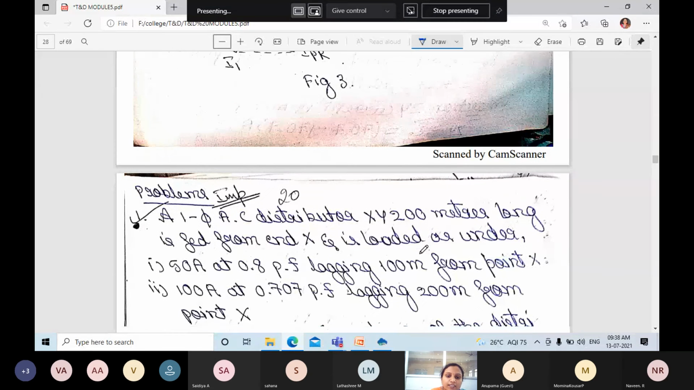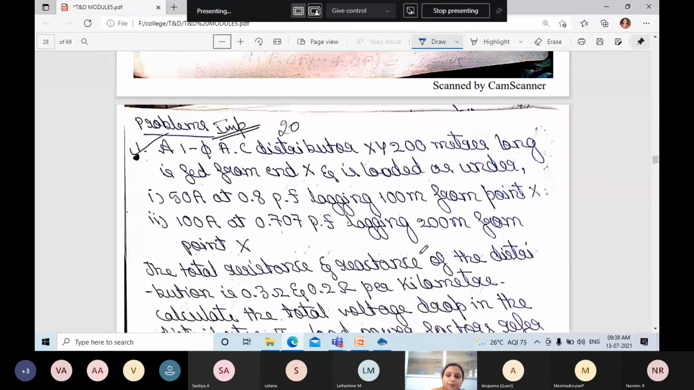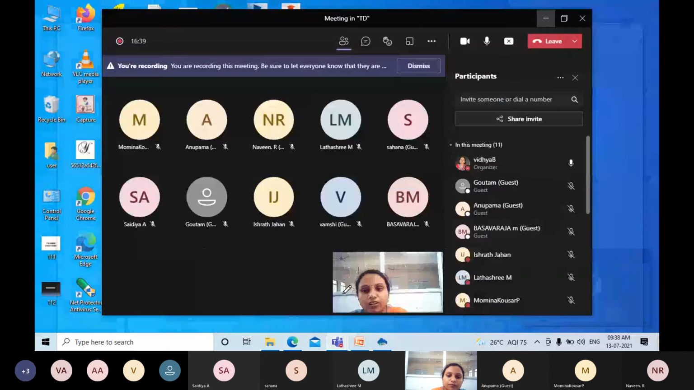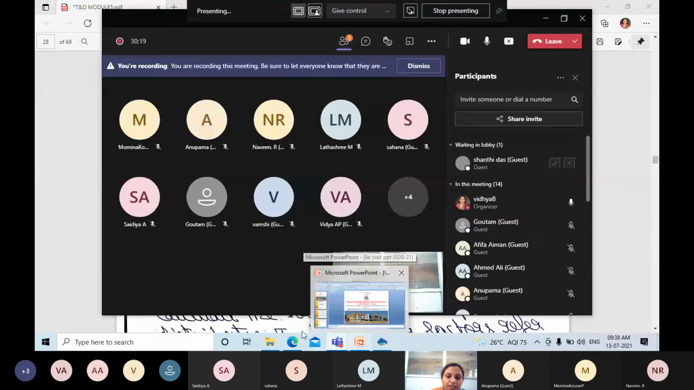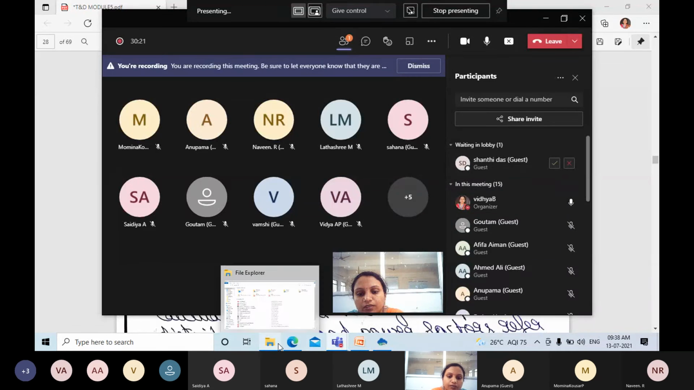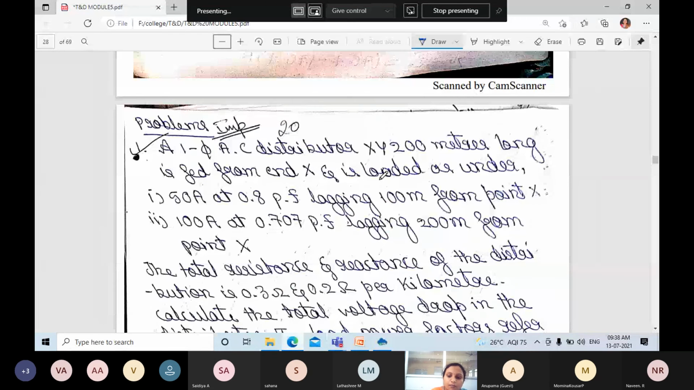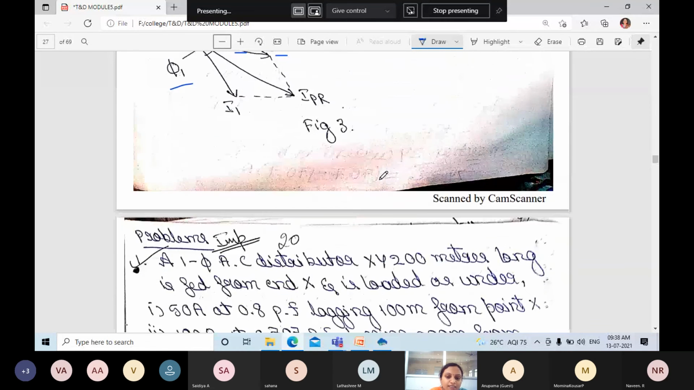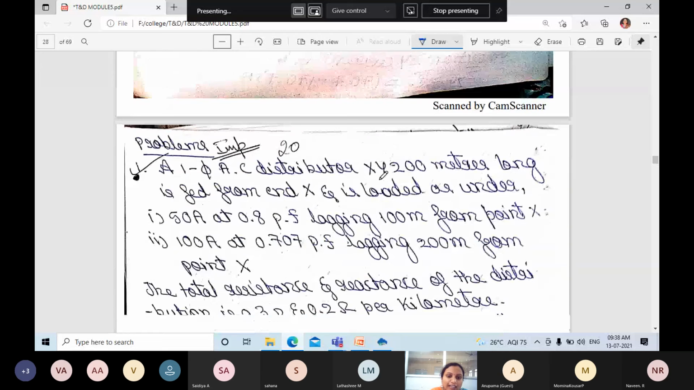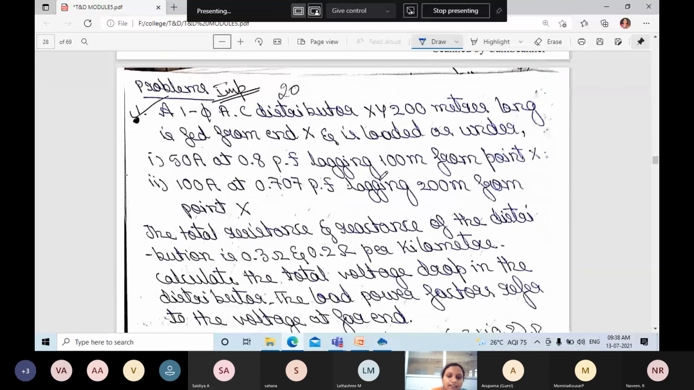The problems we shall discuss in the next class. Just remember the equations, or you can write them directly by seeing the circuit. By seeing the circuit, we need to remember what they have asked in the problems; once we shall glance. In the next class we shall discuss in detail.